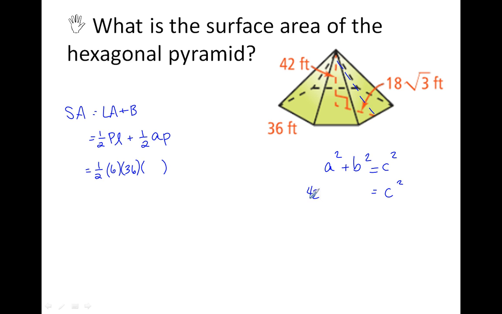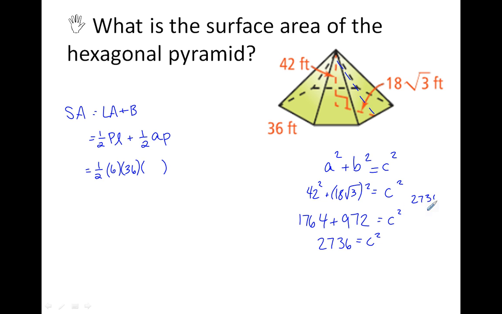So we have 42 squared plus (18 radical 3) squared. Okay, 42 squared is 1,764. 18 radical 3 squared would be 18 times the square root of 3 times the square root of 3. Now when I take the square root of 3 and multiply it times itself, I get 3. So we have 18 times 3, we get 972. And that is c squared. If I add these two together, I get 2,736. I check my calculator, I find that is not a perfect square, so we have to make a factor tree.